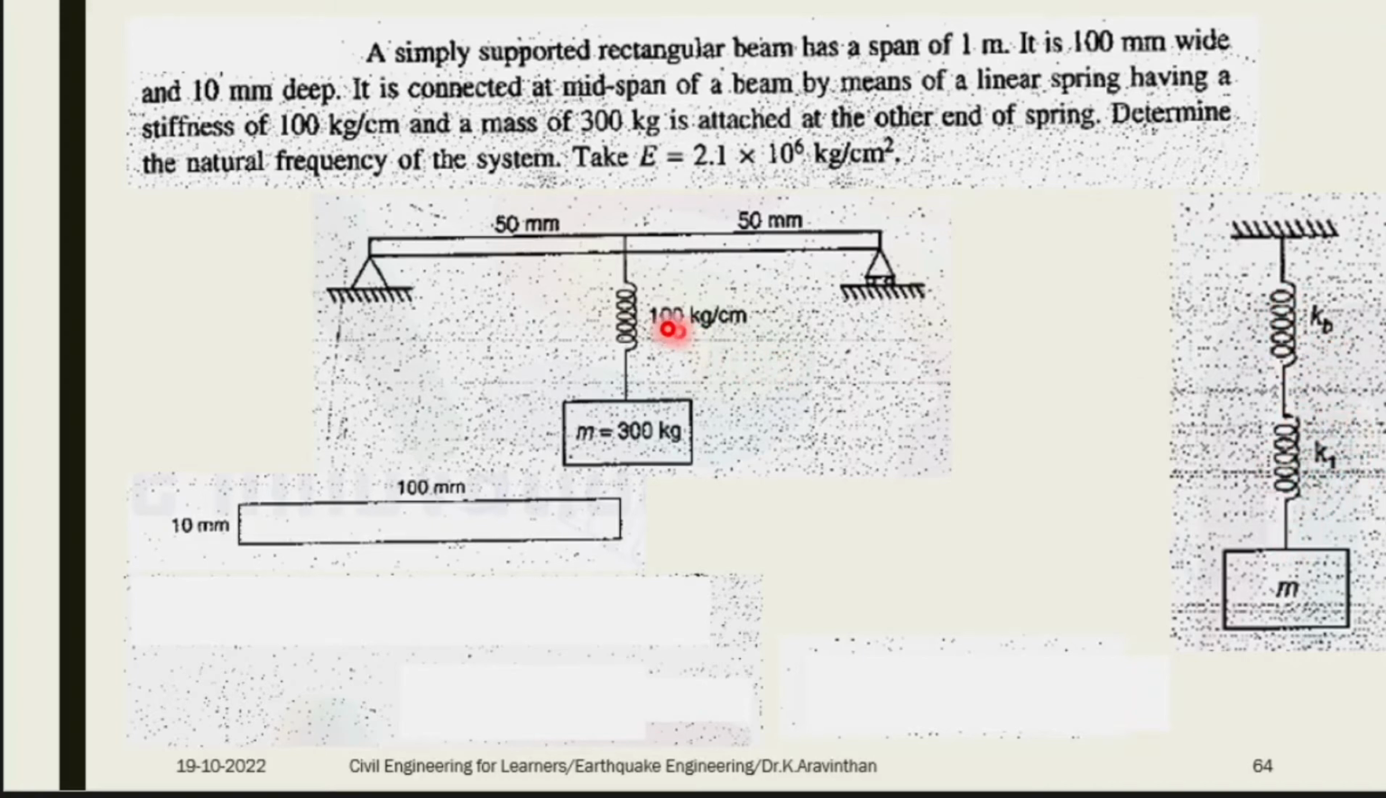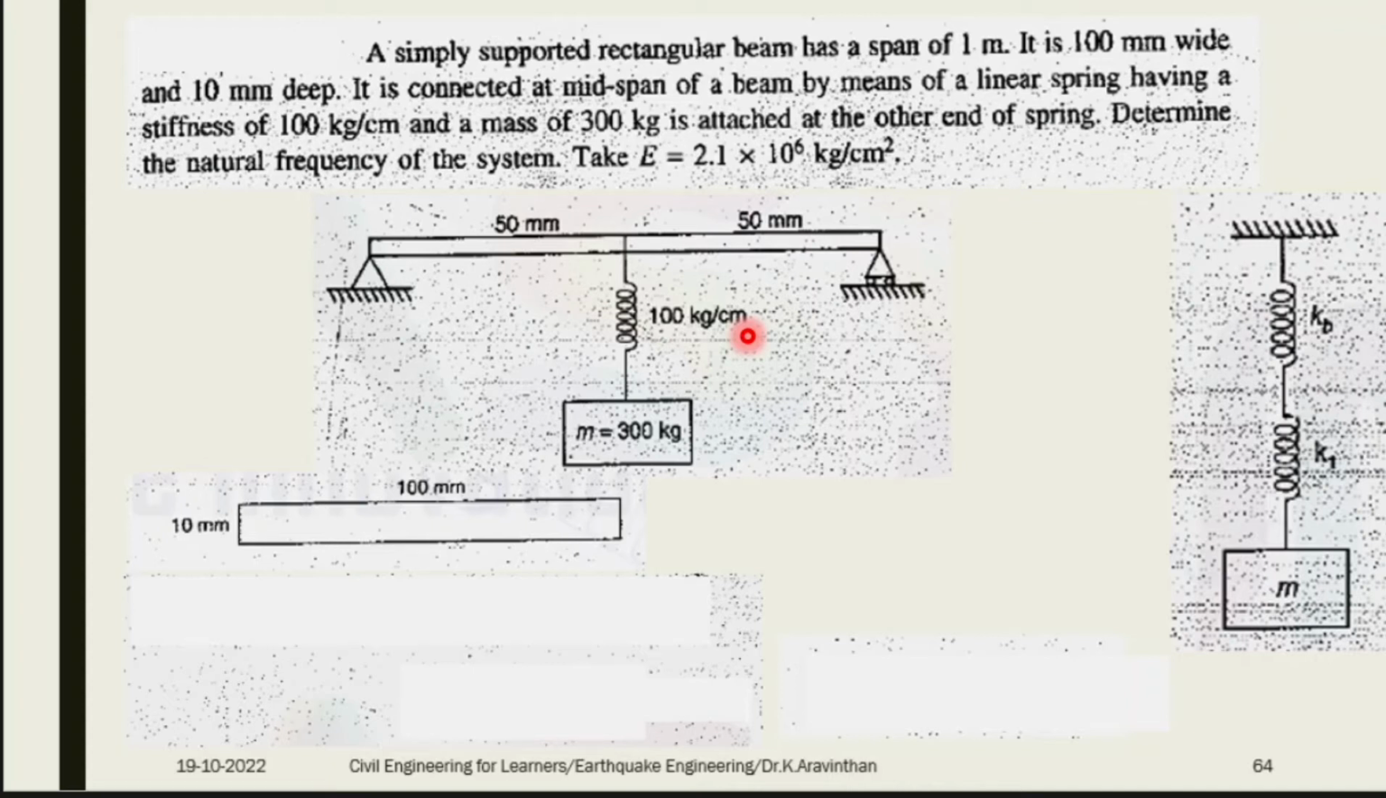K1 is directly given as 100 kg per centimeter. Note that stiffness always has to be substituted in terms of Newton per meter. It is given in kg per centimeter. How to convert this? Kg to Newton, multiply by 9.81. Then you have to convert centimeter to meter, so you divide by 100. So you will get Newton per meter.